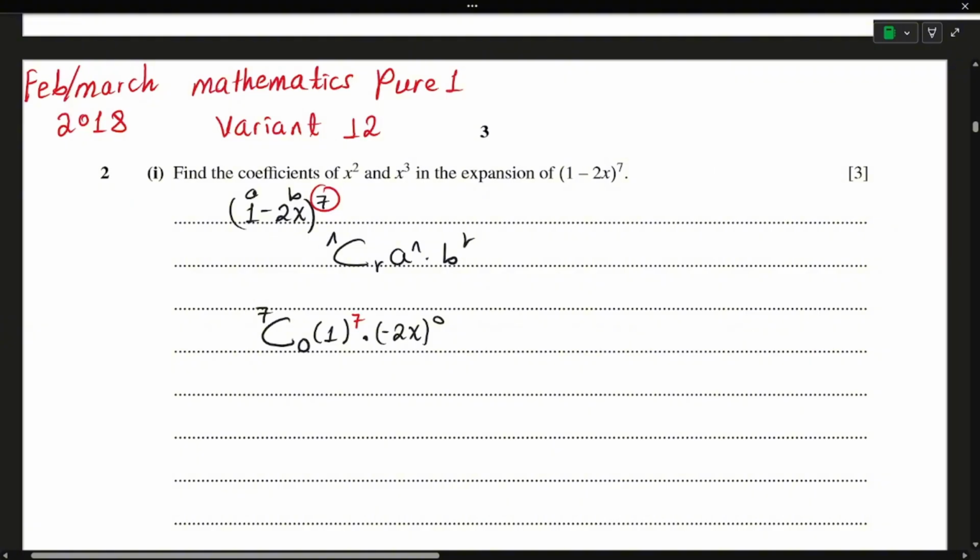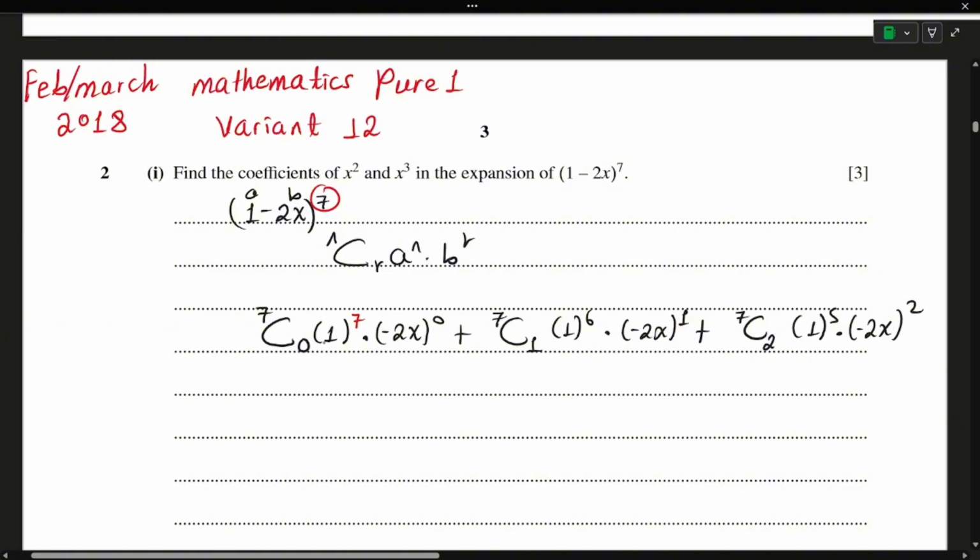Now we can have plus over here. Then C, this one doesn't change, 7, and this one will be 1. And 1 to the power of 6, because it's already decreased by 1. Then times minus 2x to the power of 1, because it increases as we go. So when you add these two numbers, they should give you the value of n, which is 7. That's how we go. Then again we go C, 7 is the n, and we have 2 over here. 1 to the power of 5, since it decreases by 1, times minus 2x to the power of 2, it was 1, and it becomes 2. 5 plus 2 is 7.